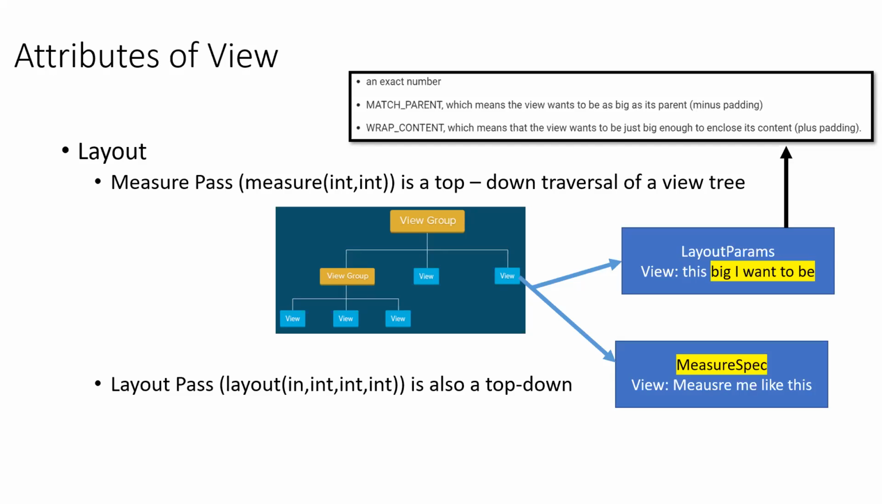I was talking about the layout. Layout is done through measurement and laying out. You have this function measure, which takes two parameters, int and int, and it's a top-down traversal of a view tree. Two classes are used to do the measuring: one is layout params, another is measure spec.